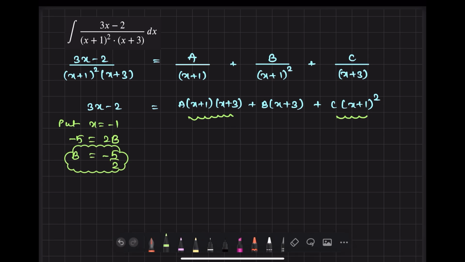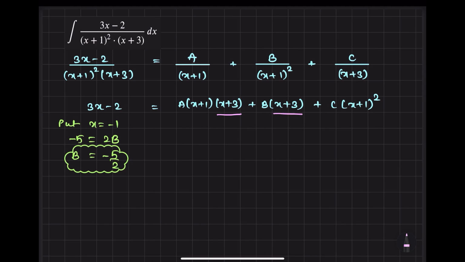Similarly, just behave the same way. So this time I will use another factor. I'll use this. Look at this. I can make that component 0. So can I use x as minus 3, and at the same time both things will become 0? So put x equals to minus 3. So LHS will become minus 11, and focus on the RHS.